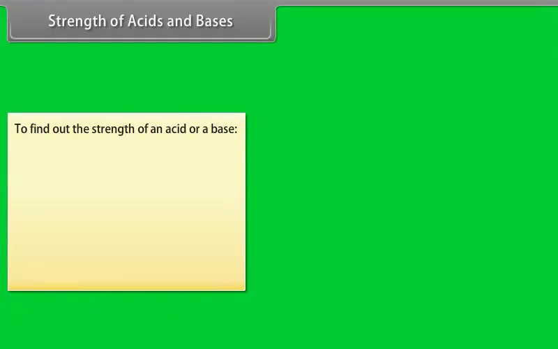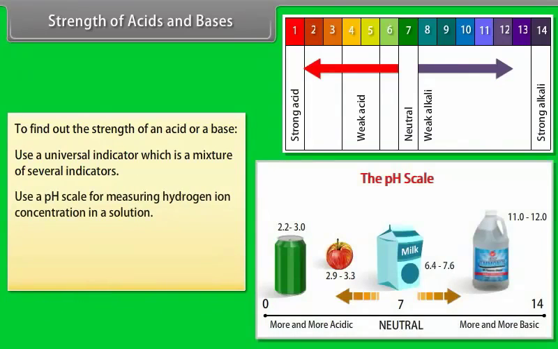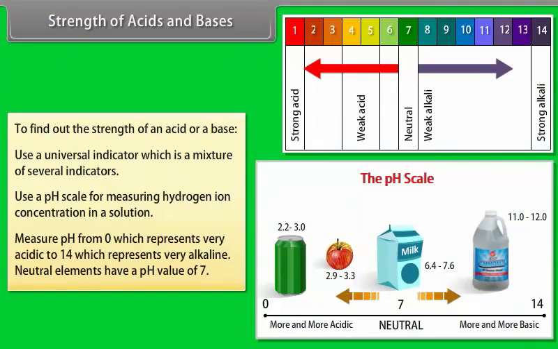Strength of acids and bases. You need to use a universal indicator to find the amounts of ions present in a solution or to find out how strong an acid or base is. The universal indicator is a mixture of several indicators. It shows different colors at different concentrations of hydrogen ions in a solution. A pH scale is a scale of measuring hydrogen ion concentration in a solution. You can measure pH from 0, which represents very acidic, to 14, which represents very alkaline.